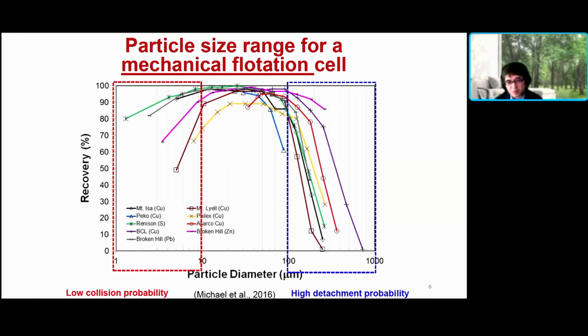So what if the particle size is smaller than 10 or 20 micron? There is a low probability of collision between the particle and the bubble, decreasing the particle recovery percentage. If it is higher than 100 or 200 micron, there is a higher detachment probability of the particles from the air bubbles, so decreasing the recovery of the particles.